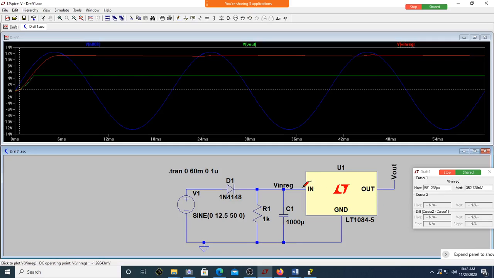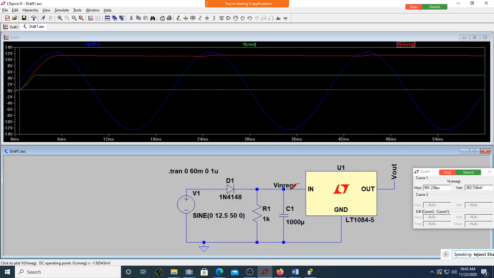When I say low dropout, because they are coming in series, it will certainly consume some voltage. This IC requires some voltage to give the constant output voltage of 5 volt. It requires a minimum of 5.97 as per the data sheet of LT1084.